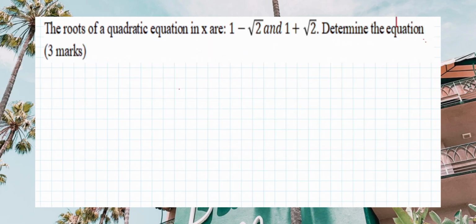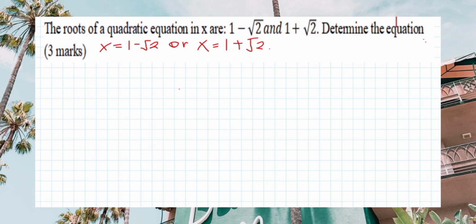In our question here, the roots of a quadratic equation in x are 1 minus the square root of 2 and 1 plus the square root of 2. Hence, we are told to determine the equation that gives us these roots. So, in other words, we've been given the solutions, so we need to find what quadratic equation gave us these kinds of solutions. So, since now we know that our value of x is equivalent to either 1 minus the square root of 2, or 1 plus the square root of 2.